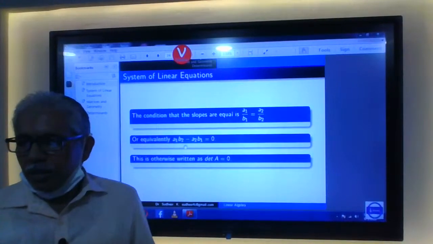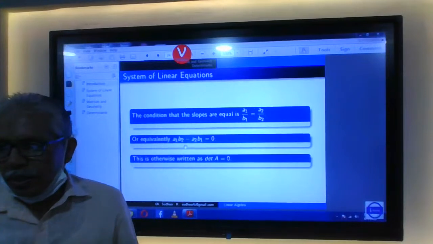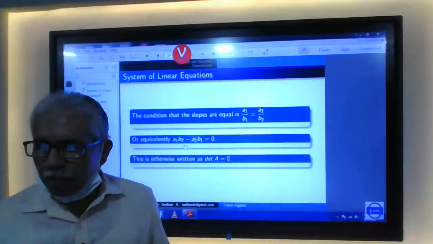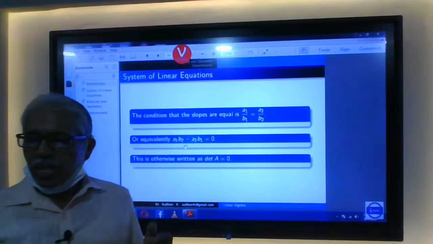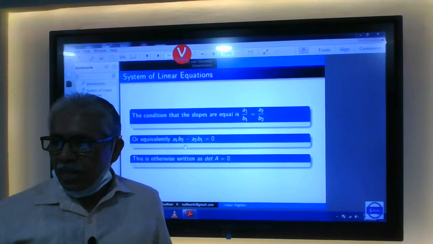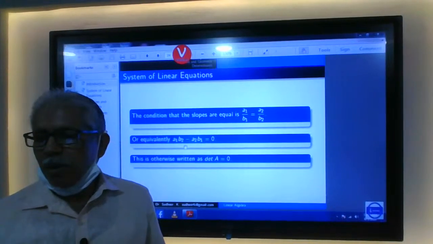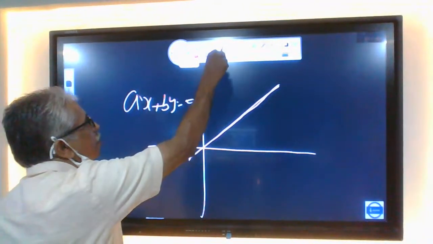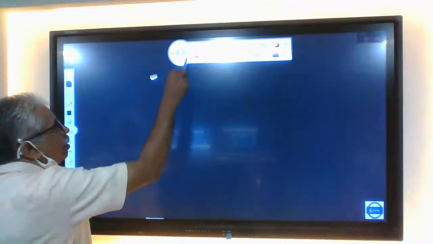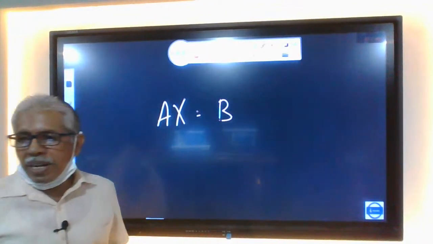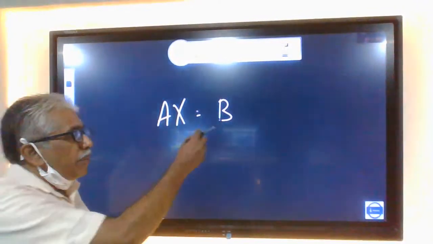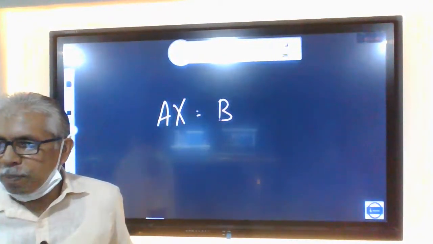In the case of two equations with two variables, that means if two linear equations are considered, when you write the matrix form AX is equal to B, A is a 2 by 2 matrix, X is a column matrix of order 2 by 1, and B is another column matrix of order 2 by 1.